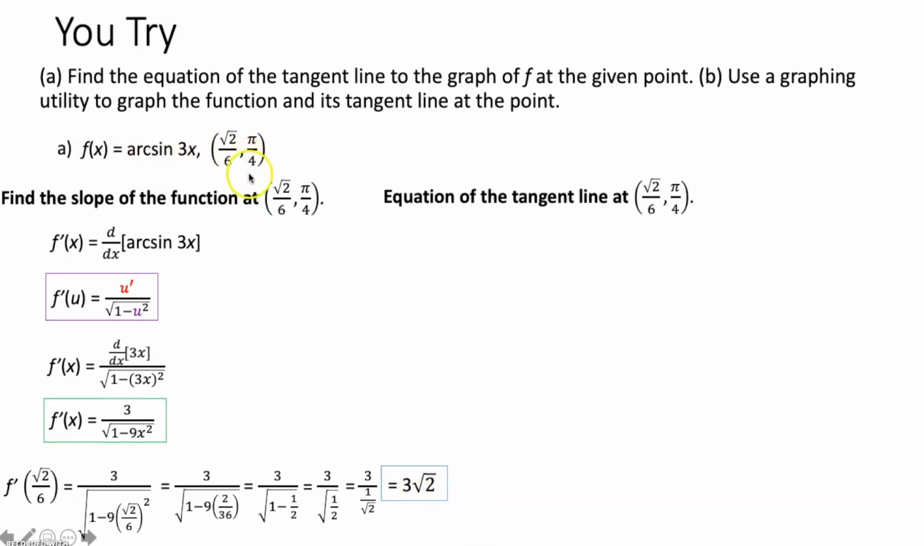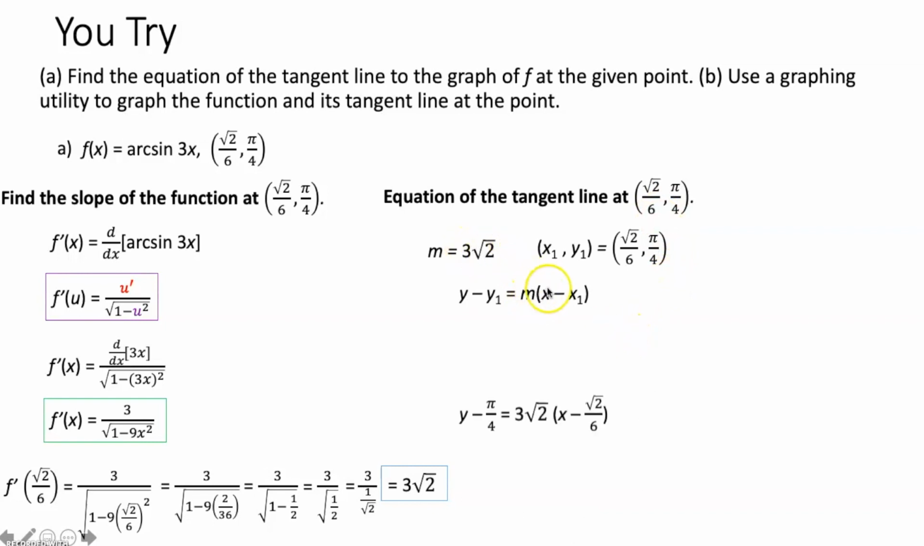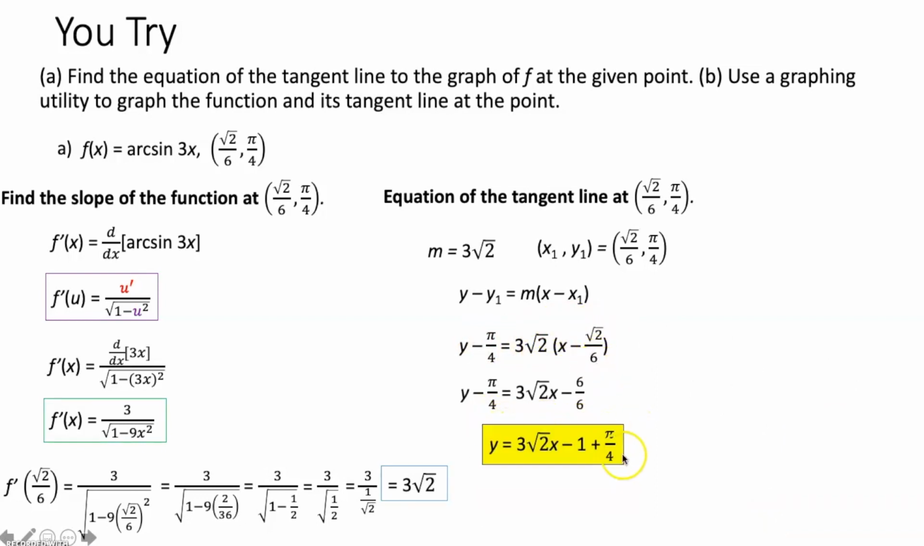So, to write the equation of the tangent line to this graph at this point, we need our slope and we need our point, and we just plug them into point slope form. So I take 3 rad 2, plug it in for my m, take rad 2 over 6, plug it in for my x sub 1, take pi over 4, plug it in for my y sub 1. I can then simplify by just distributing this 3 rad 2 to the x and to the rad 2 over 6. We then add pi over 4 to both sides, and we end up getting our tangent line equation.